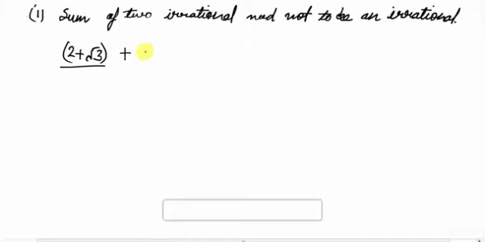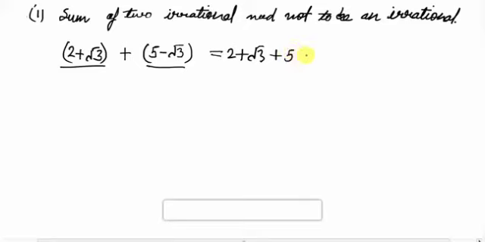Let's understand by example. Suppose we have 2 plus root 3, and the second irrational number is 5 minus root 3. Now 2 plus root 3 is an irrational number because root 3 is irrational and 2 is rational. When you add an irrational number and a rational number, you will get an irrational number, because irrational numbers are non-terminating and non-recurring, and when you add a non-terminating, non-recurring decimal to a rational, the resultant will again be non-terminating and non-recurring.